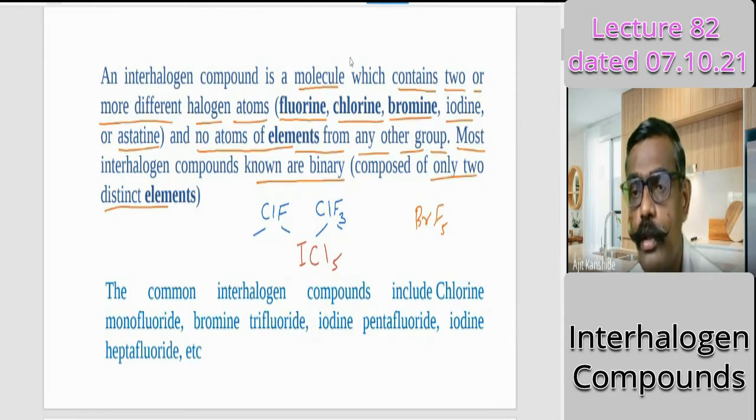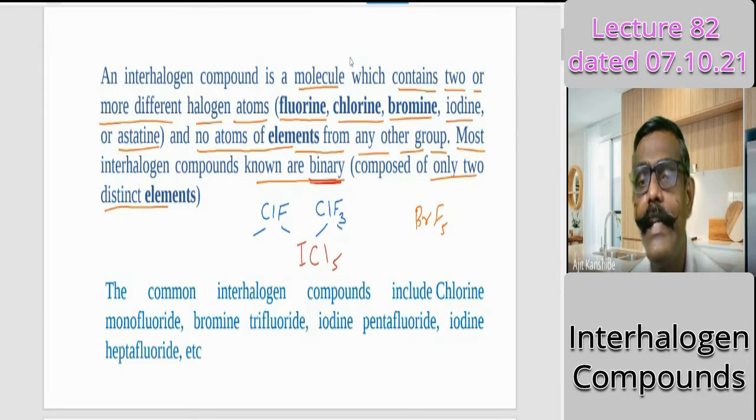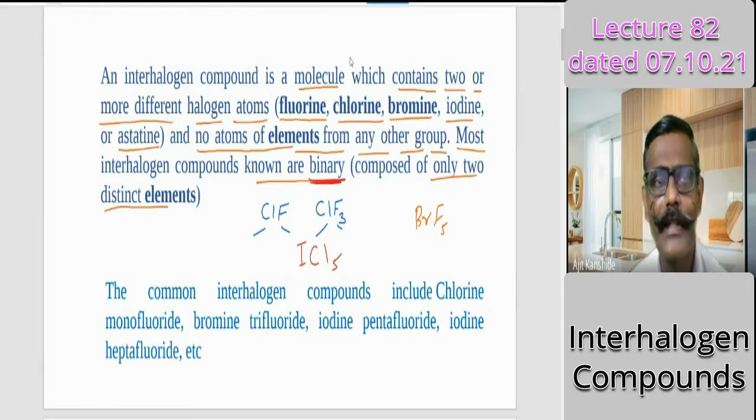And why do I say two? Because mainly these compounds are binary in nature. Therefore, I said two halogens are combining. Few examples are quoted here.